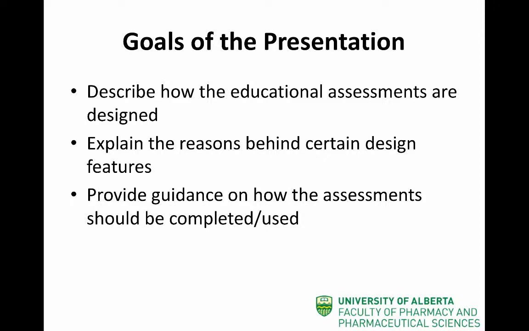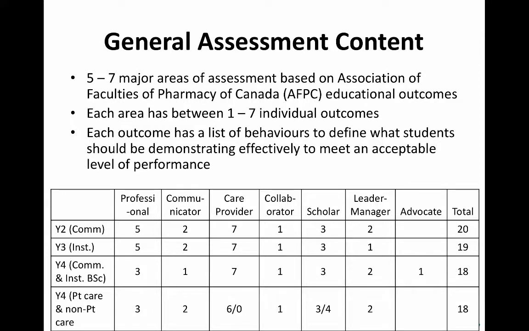This presentation is an update on a previous presentation which contains much of the same information, however, does include new procedures around grading. The performance assessments are designed to assess 5 to 7 major areas of assessment. Within each of these major areas, between 1 and 7 individual outcomes are assessed. Each of these outcomes has a list of behaviors that are used to define what students should be able to demonstrate effectively to meet an acceptable level of performance within a given placement.